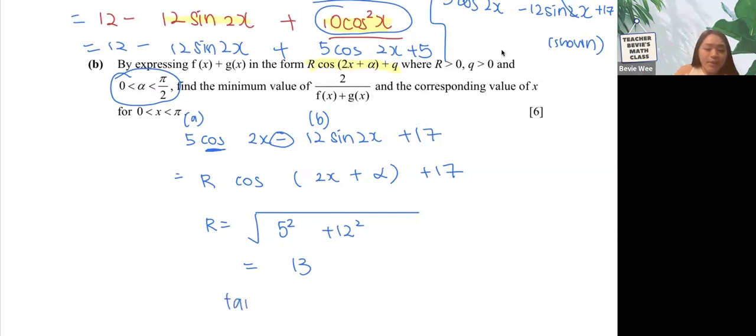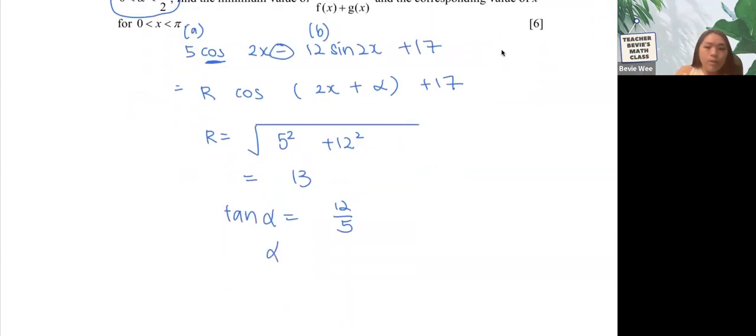Okay, so tangent alpha equals B over A. Remember, you see a pi, this is in radian mode. So it's tangent inverse 12 over 5. Please change your calculator mode, very important.